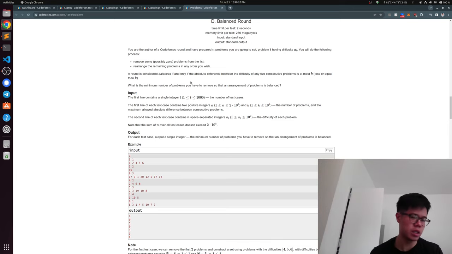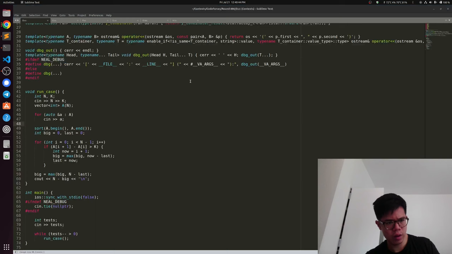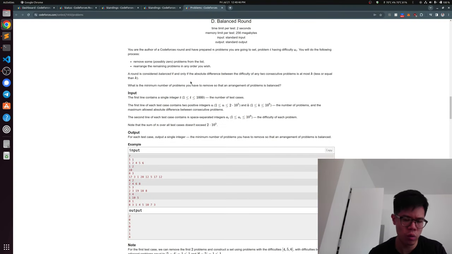So in this case, we definitely want to sort it so that we can get the consecutive values as close as possible. Then it turns out there are certain segments of our sorted array that we can use. Those segments are separated by consecutive pairs where the difference is more than k. If the difference is more than k between a consecutive pair, you need to either cut off one side or the other. So we're essentially just finding the segments that have a gap of at most k.